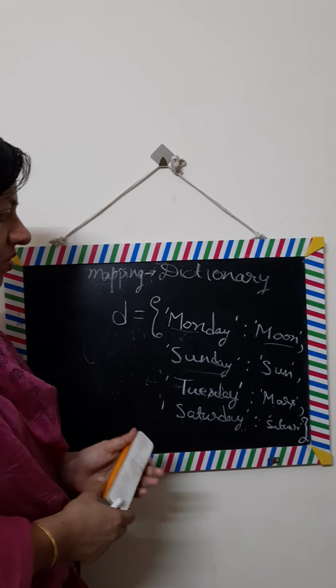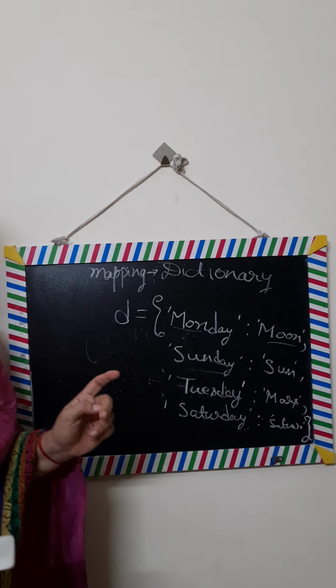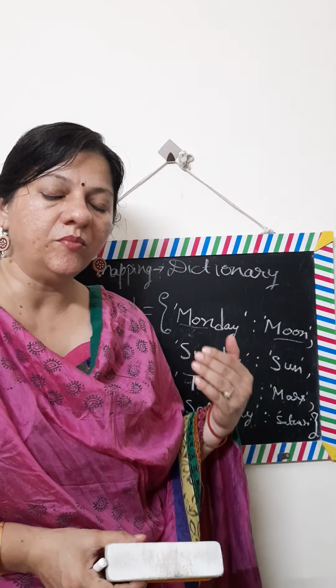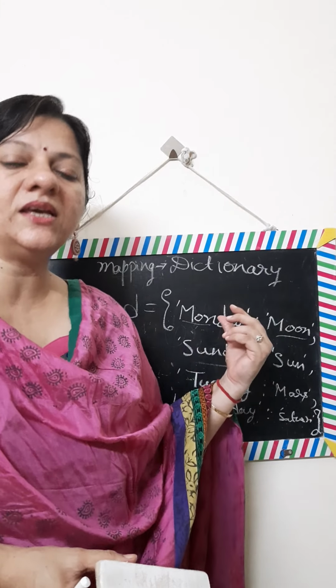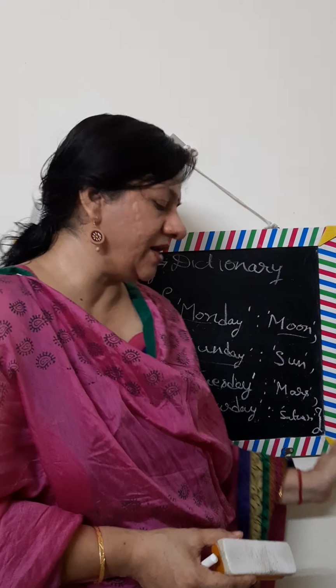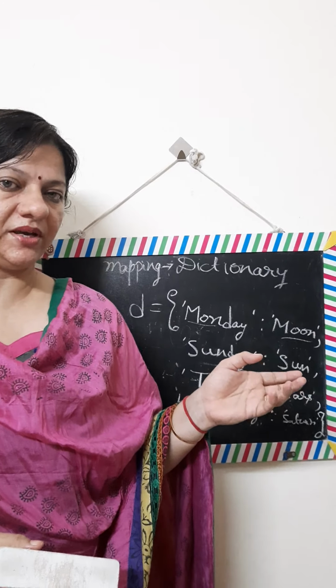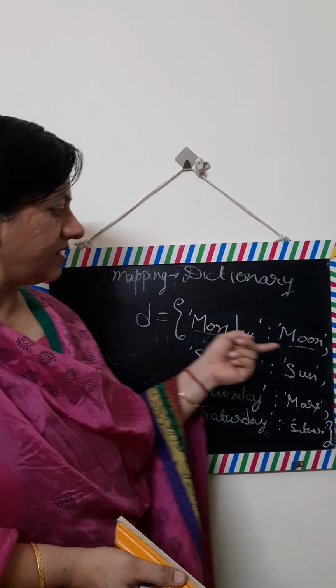Now let me tell you one more thing. Most of the time the key is taken as a string, whereas the value can be anything. I'll give you one more example where there will be a variety of things. Right now, just take this example. We have one key and its value.